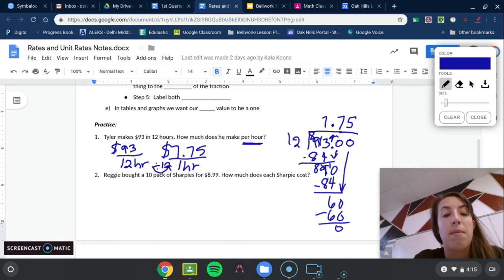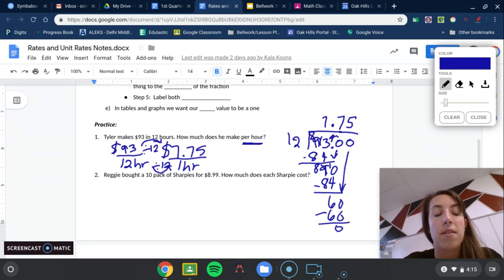Okay, because in order to get from 12 hours to 1 hour, I had to divide by 12. And same thing here. Since I divided by 12 to get it to 1 hour, I'm going to divide by 12 for the 93 to figure out how much money he makes. All right, and then the last one here, it says Reggie bought a 10-pack of Sharpies for $8.99. How much does each Sharpie cost?